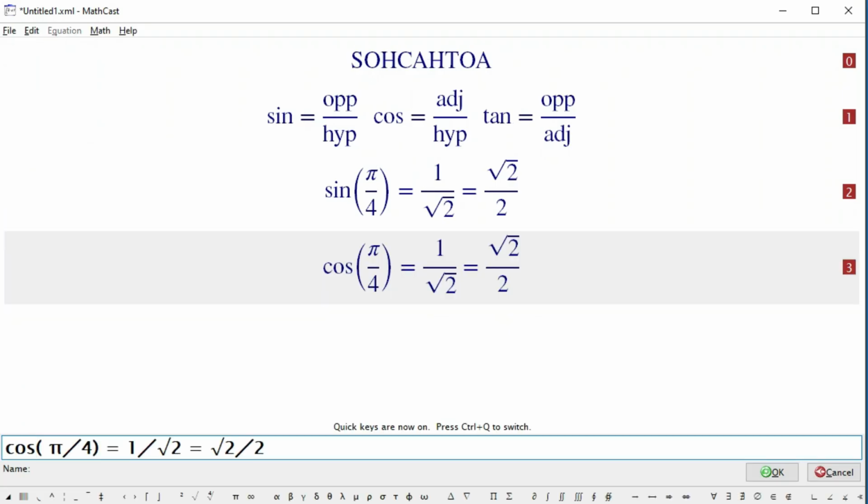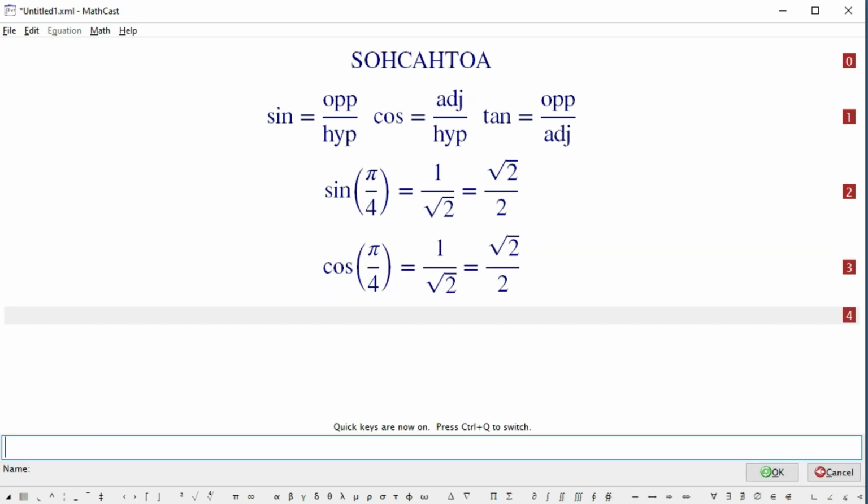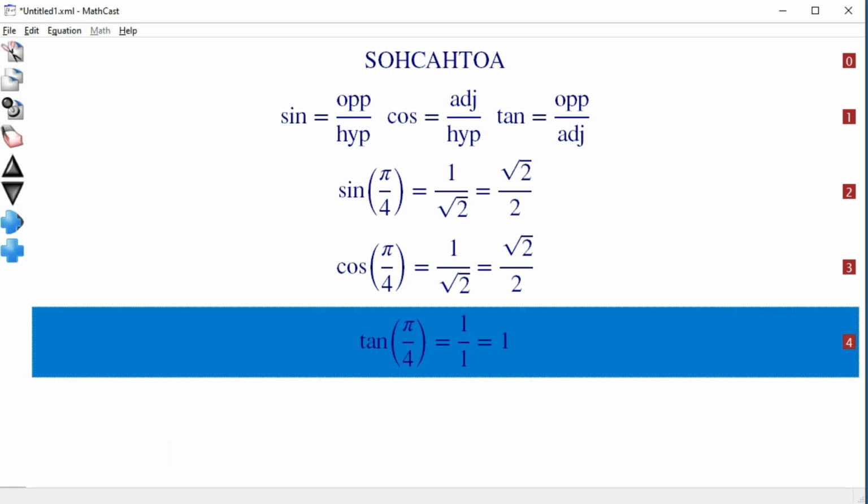So again we'll do the same copy trick. Control C, Control V. Tan of that is the opposite over adjacent, which is 1 over 1, which equals 1.